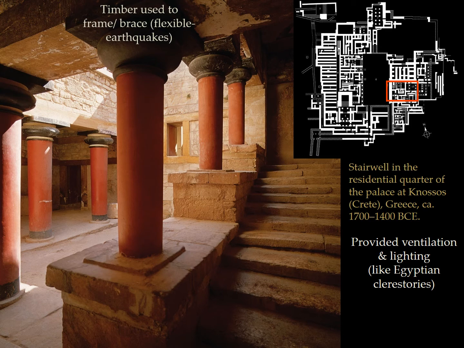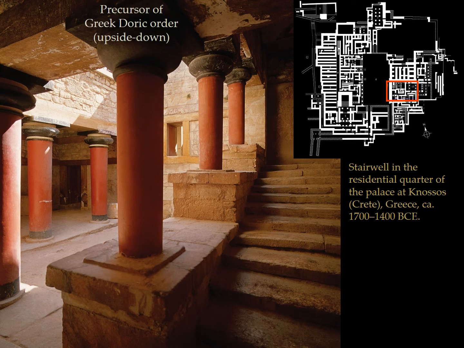Because it is flexible, the wood is going to bend in the case of an earthquake. And so we find here we also have the precursor to Greek Doric order columns that are upside down. We find that most of the weight and girth of the column is at the top, not the base. But obviously, this is a civilization that directly precedes the ancient Greeks, and so their knowledge, their styles and architectural design would be passed on to this next civilization.